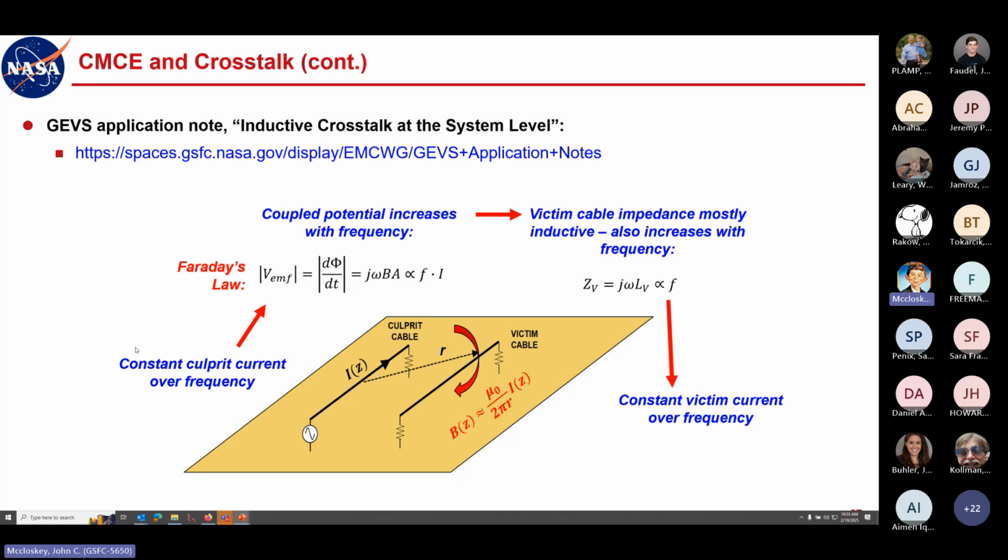So for any given culprit current over frequency, if you're characterizing it based on a constant culprit current over frequency, you're going to get a constant victim current over frequency. And from a couple slides ago, we can assume that the victim current is going to be equal to the culprit current.